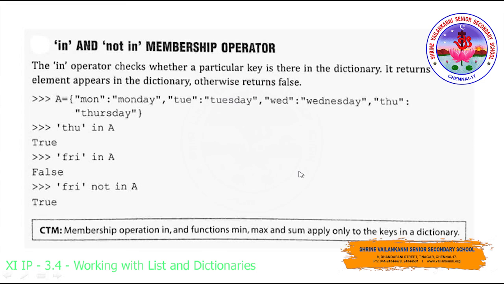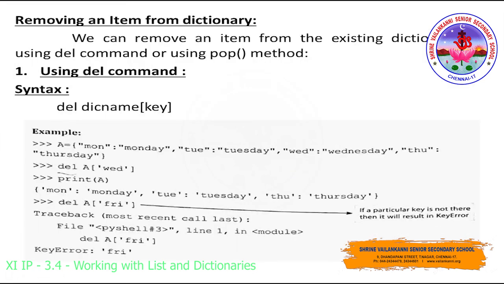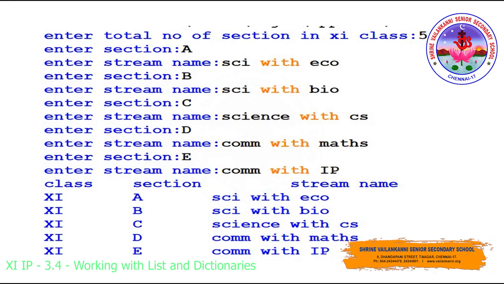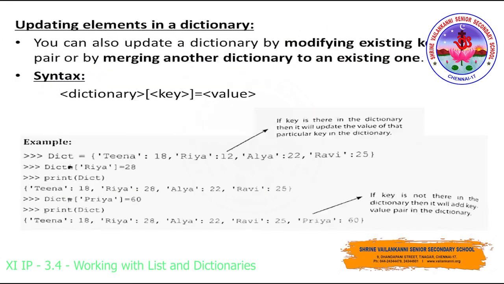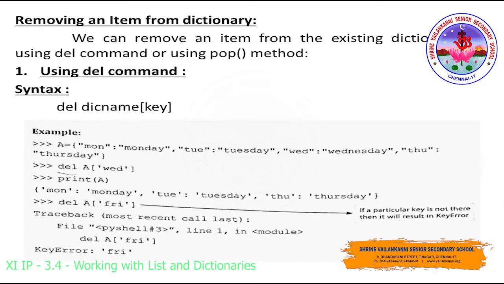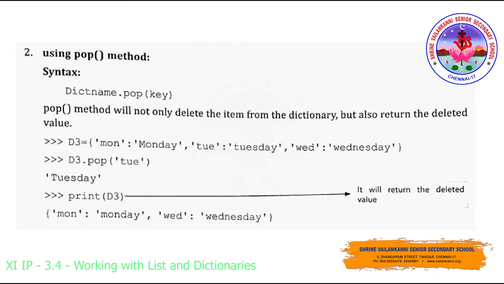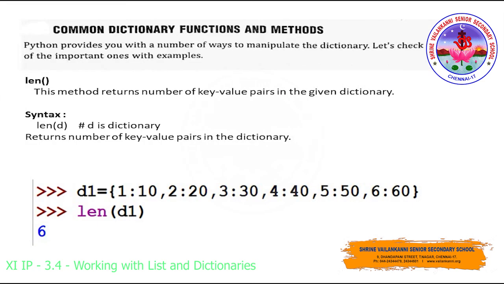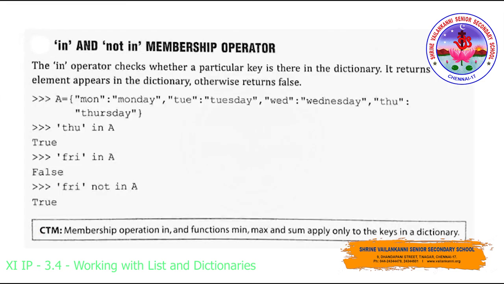So these are some of the operators and the methods related to dictionary. We have discussed today traversing, appending the values or updating the elements in a dictionary, then how to remove an item from the dictionary using the delete method and pop method. As well, we have discussed the membership operators in and not in. So in the next class, we will be discussing some of the common dictionary functions and methods.